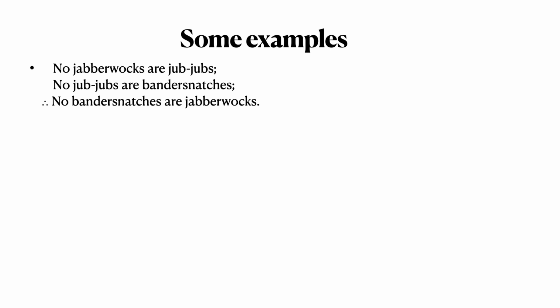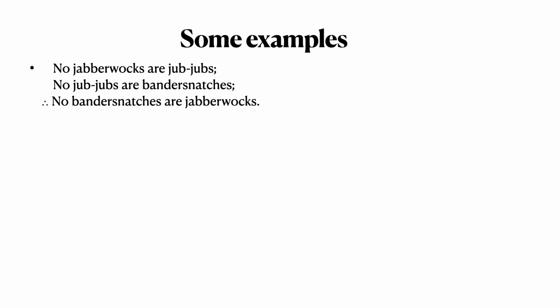Yes, we've got our major term, jabberwocks. Why is it the major term? Because it's the predicate of the conclusion. We have our minor term, bandersnatches. Why is that the minor term? Because it's the subject of the conclusion. And we have our middle term, jubjubs. Why is it the middle term? It's because it's what's left over after we found our major and our minor. So we have these 3 terms, each used twice, and that's rule 1.